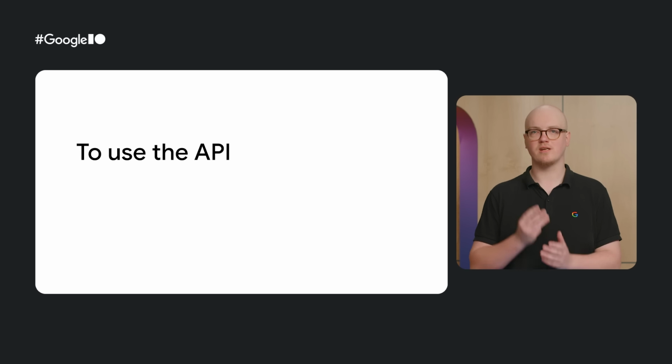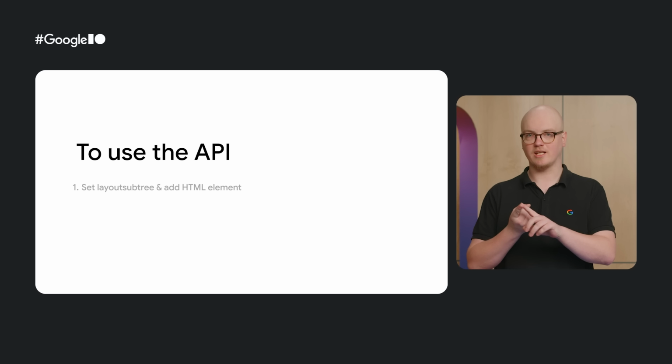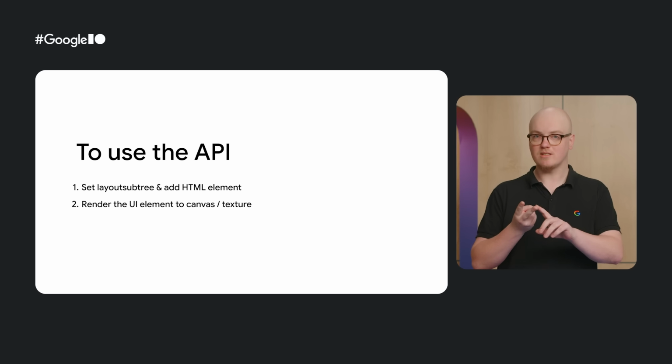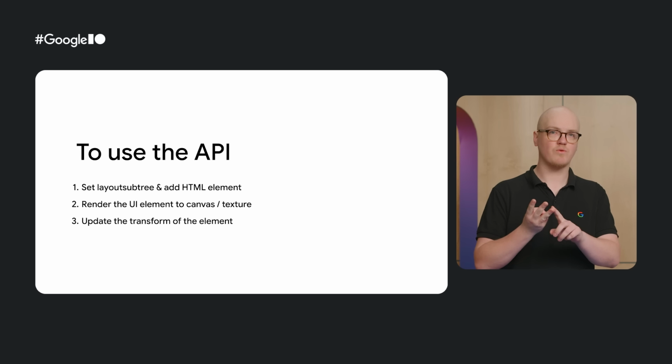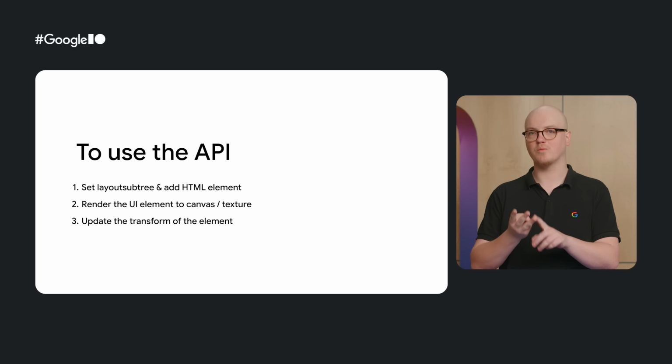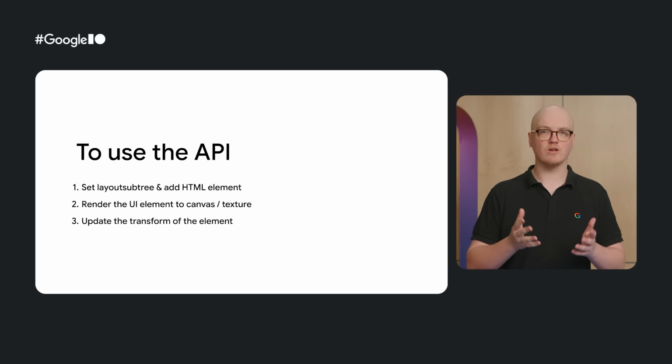Using the API is done in 3 phases: setting up your canvas, rendering into the canvas or into a texture, and finally updating the transform of the element to tell the browser where it actually is. Let's look at each of those steps through some code.